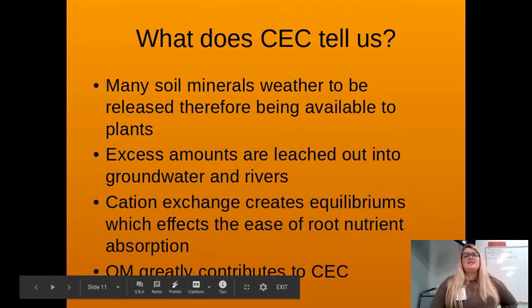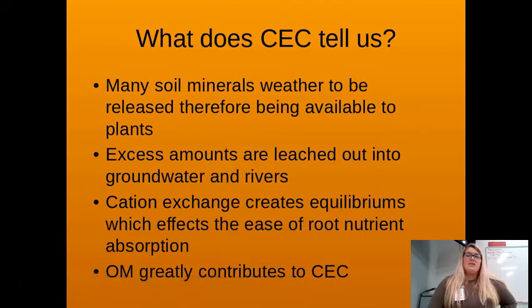So what does the CEC tell us? Well, soil minerals weather, and to be released, they have to weather. Therefore, they are available to the plants. The excess amounts are leached out into the groundwater, so they're taken out and they're lost. Cation exchange creates equilibriums, which affects the ease of root nutrient absorption. So basically, cations determine how easily the soil will release those nutrients to the plant.